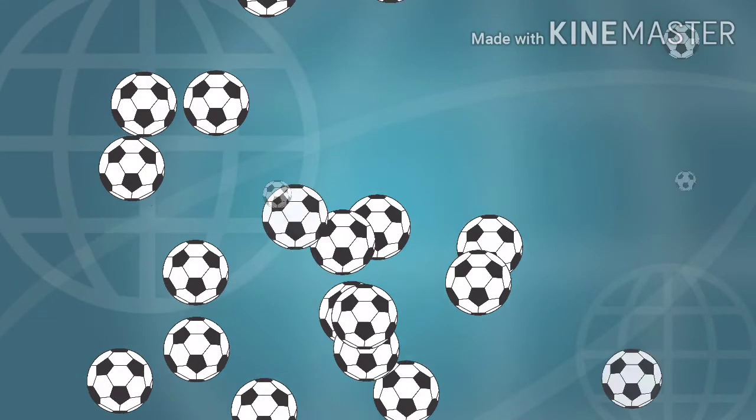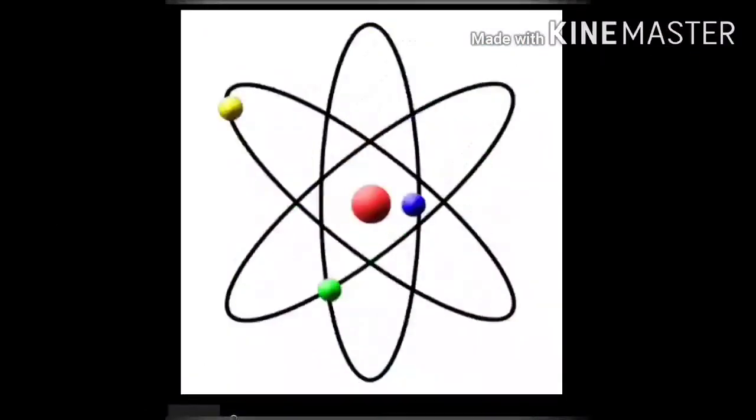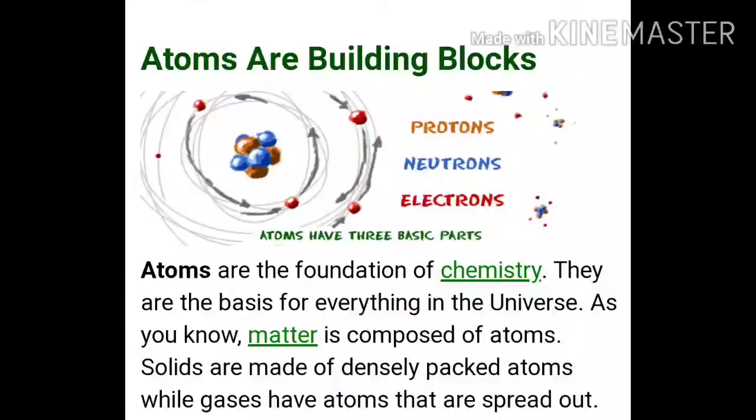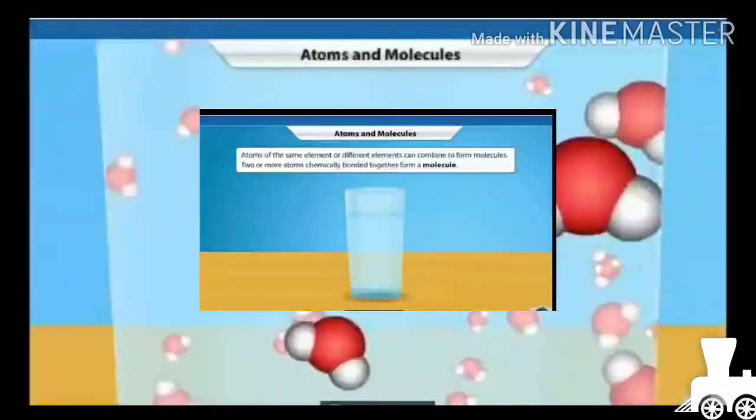So these are the molecules of solids, liquids and gases. Let's summarize atoms and molecules. Atoms are the foundation of chemistry. They are the building blocks of matter. Everything in the universe is composed of matter, and matter is composed of atoms. Solids are made up of densely packed atoms, while gases have spread out atoms.